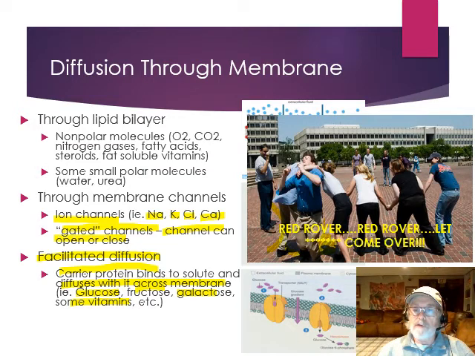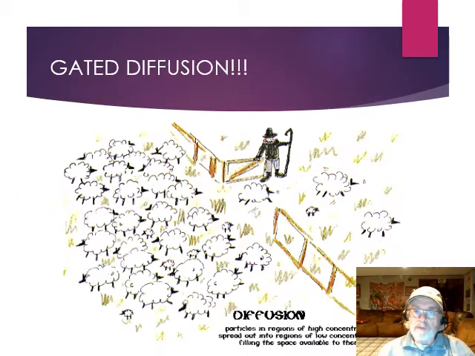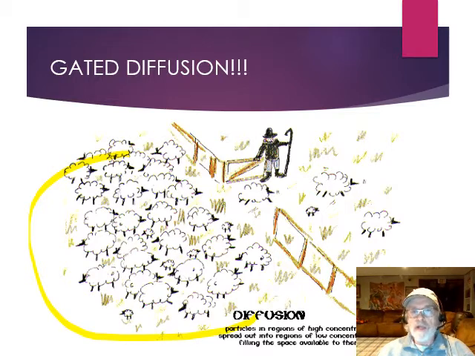Do you remember Red Rover? Sort of like we're able to get through, but it's sort of a game at that point. This is a gate, just as an idea. We're talking about gated diffusion. This guy wants to let some of the sheep in, so he opens the gate, and once he closes the gate, guess what? The rest of the sheep can't get in. Okay, so that's called gated diffusion. We see that with sodium, potassium, calcium, chloride, and things like that. We're going to be talking about that multiple times during the course of the semester.